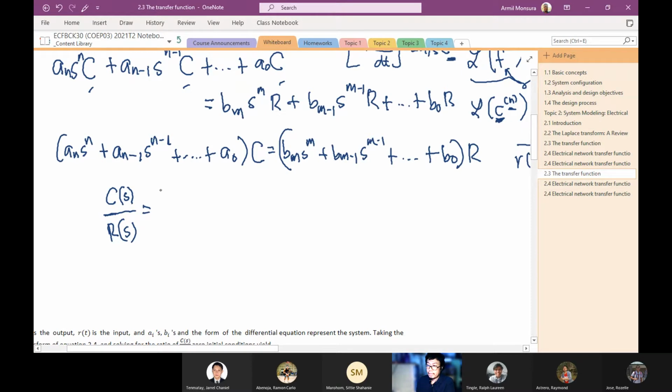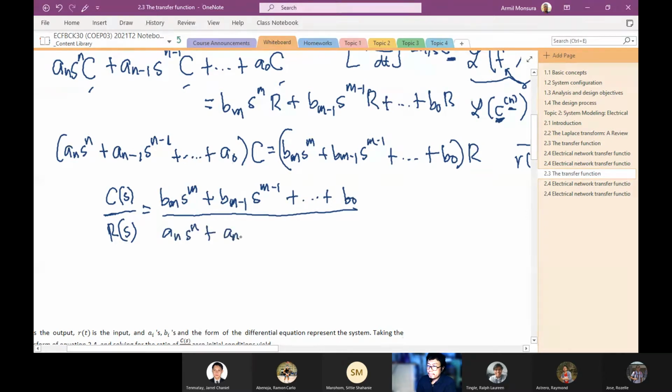Okay, and that basically is B sub M S raised to M plus B sub M minus 1 S raised to M minus 1 until B sub 0, okay, divided by A sub n S raised to n plus A sub n minus 1 S raised to n minus 1 until the last term, which is A sub 0. Now, this is what we are trying to obtain.